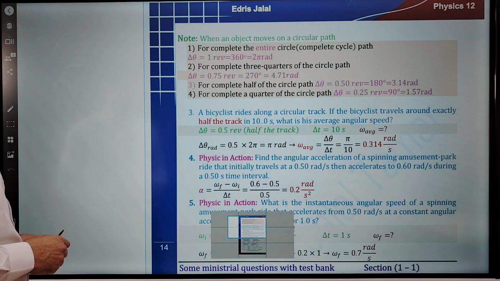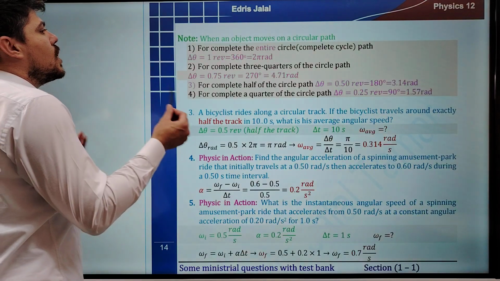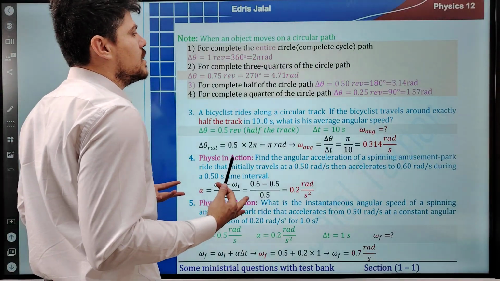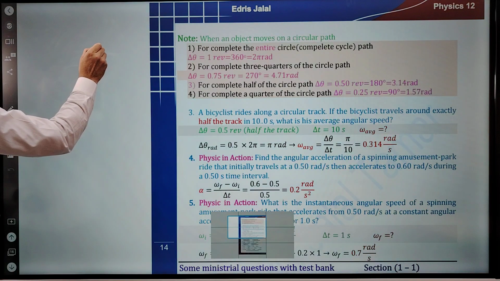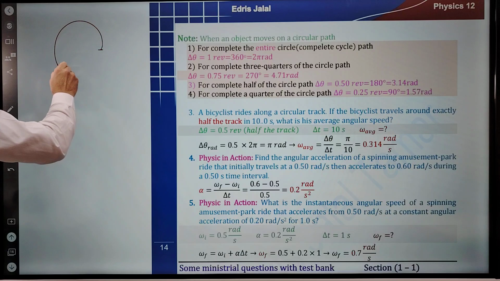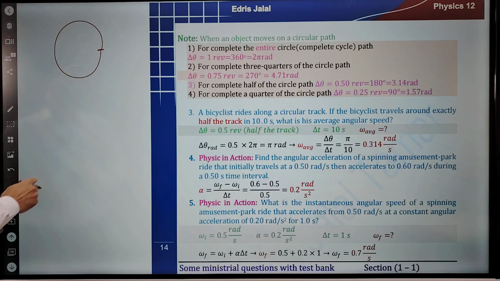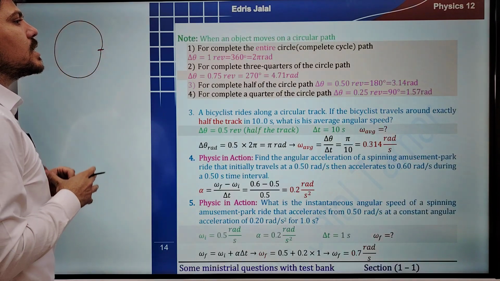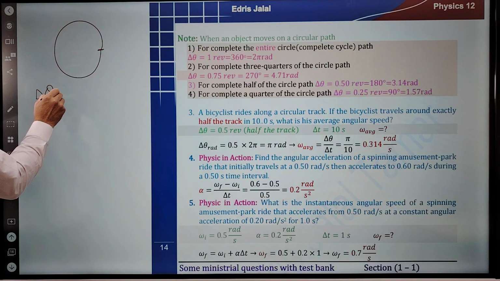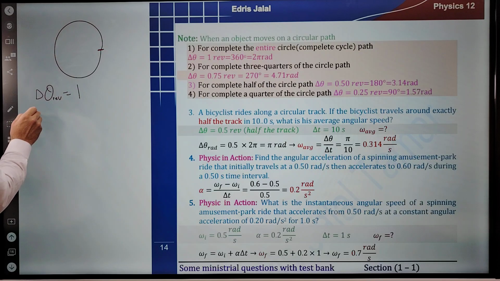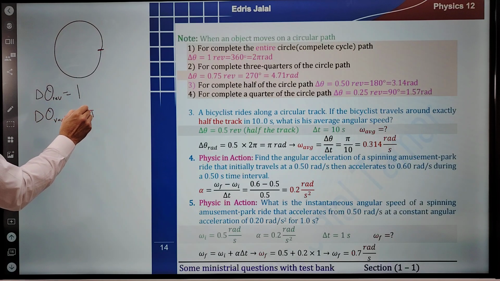When an object moves on a circular path for the entire circle, what do we mean by the entire circle? When an object starts rotating here, this is the entire circle. For the entire circle, one complete cycle, how many revolutions do we have? 1 revolution. How many rads do we have? 2 pi rad.